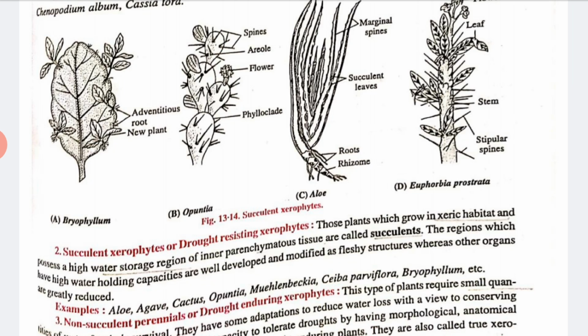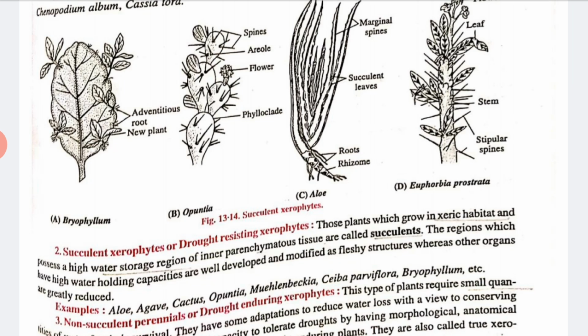Now next we have succulent xerophytes, or we can say drought resisting xerophytes. Those plants which grow in xeric habitat and possess a high water storage region of inner parenchymatous tissues are called succulents. Clear? Examples again are Aloe, Agave, Cactus. These are the following examples. So this is about the succulents.